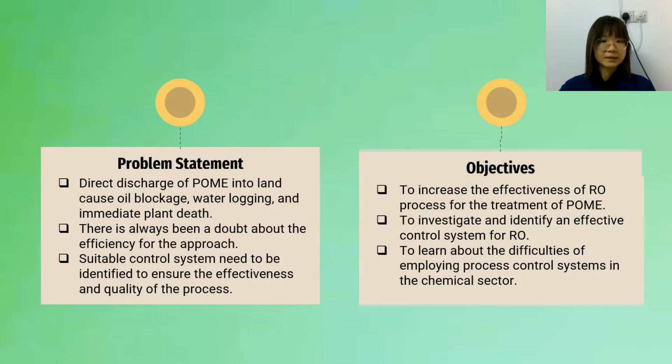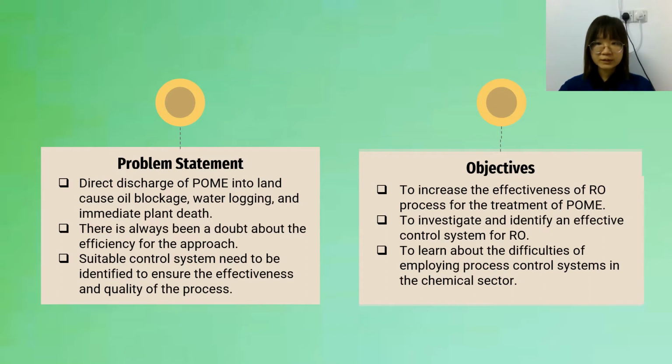For the problem statement, direct discharge of POME into land causes oil blockage, waterlogging, and immediate plant death. And there has always been a doubt about the efficiency of the approach, and a suitable control system needs to be identified to ensure the effectiveness and quality of the process.